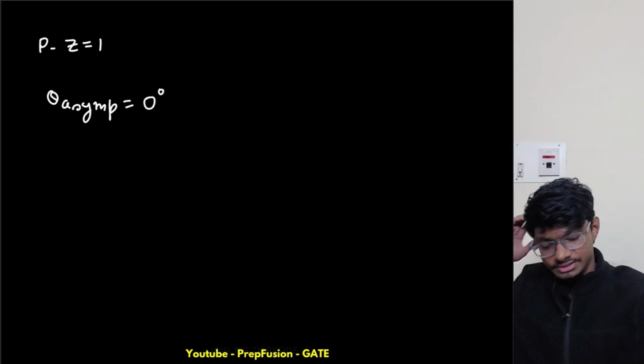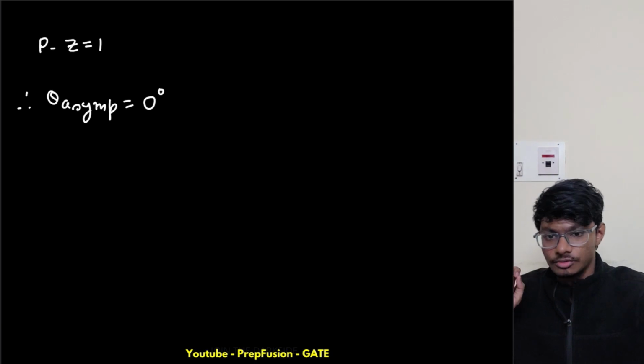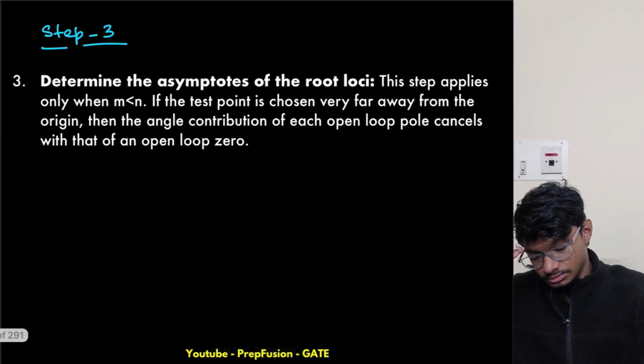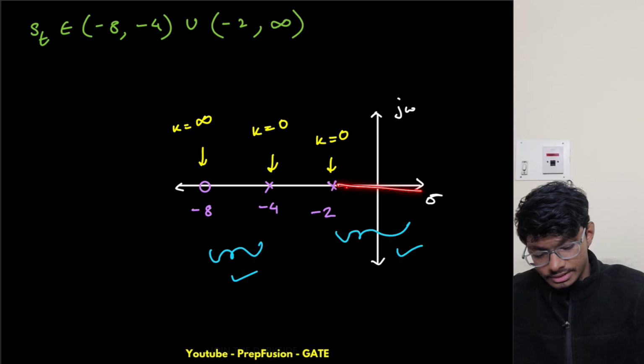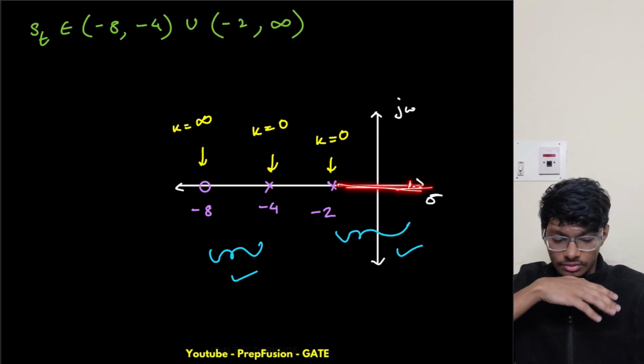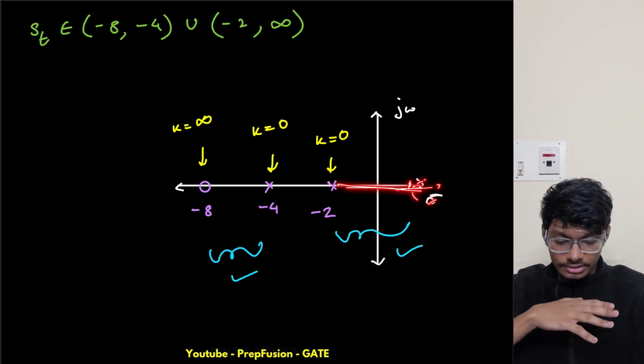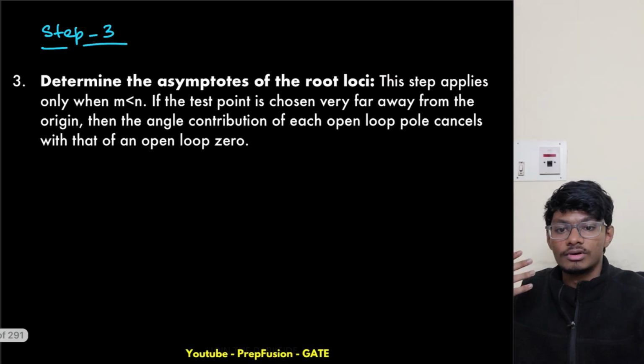Theta asymptote is 0 degree itself, right? So my theta asymptote is 0 degree. Basically here, it is on the positive x-axis, so it is not at any angle. So this will be like this one, where an asymptote will be present. And what about the centroid?